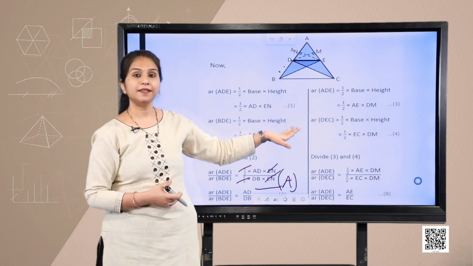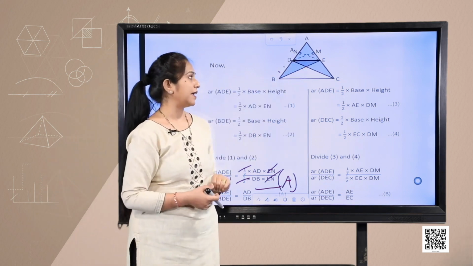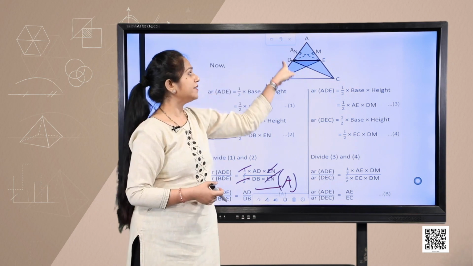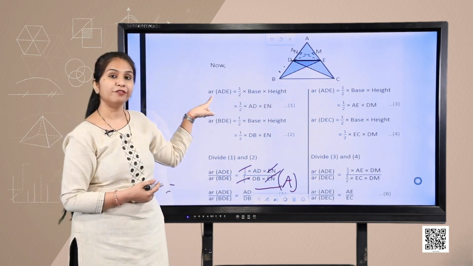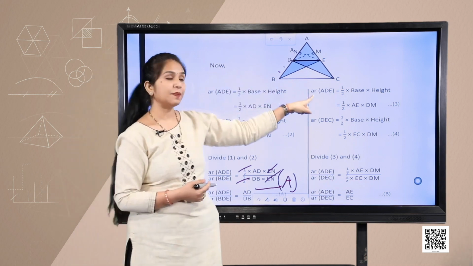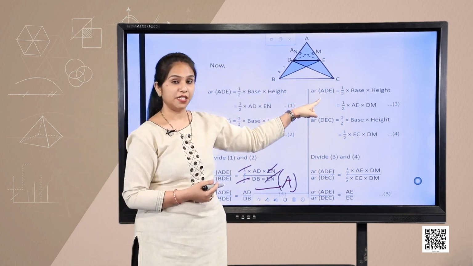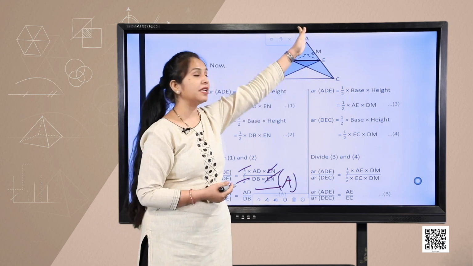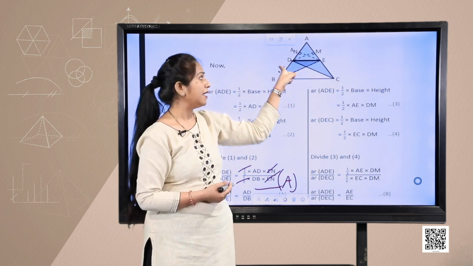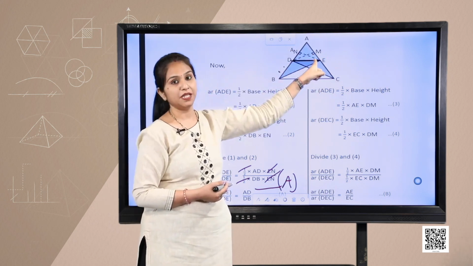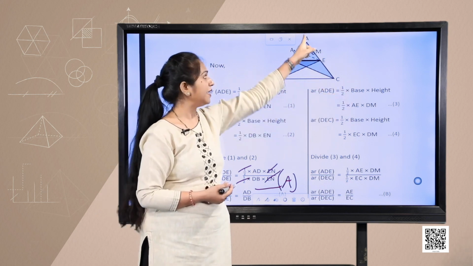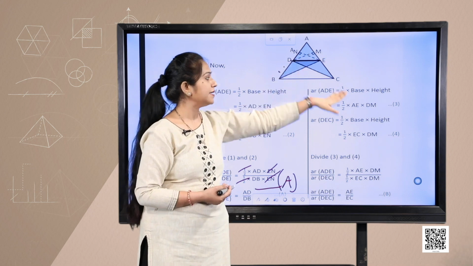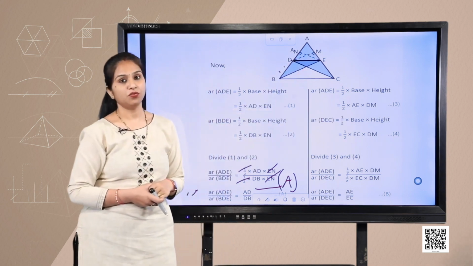Now we will proceed with the same thing on the other side. Now take triangle ADE. Remember, in the first step also you calculated the area of ADE, and here also I am calculating the area of ADE, but this time I am taking base AE and height will be DM. So write the formula half into base into height. Half, base is AE and height is DM, equation number 3.